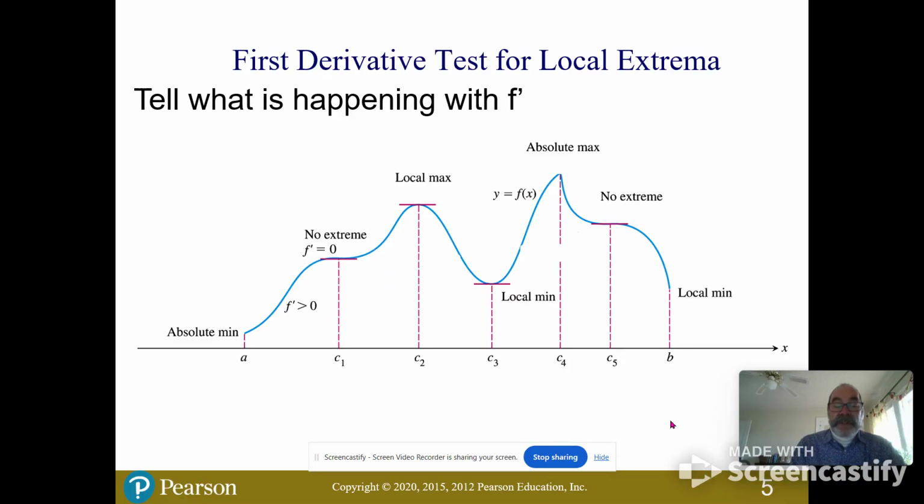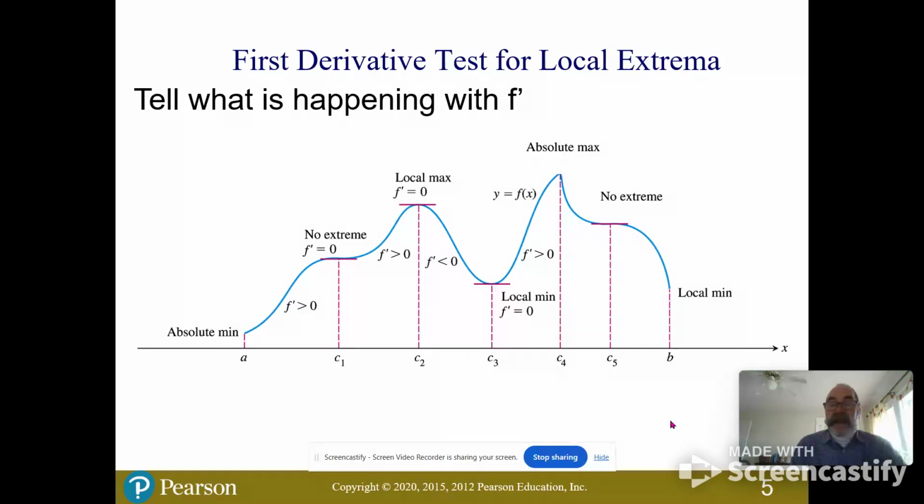And then between C1 and C2, it's also increasing because it's going uphill. Then we have a local max at C2. Between C2 and C3, the first derivative is less than 0, or negative. Then we have a local min. Our derivative is equal to 0 there. And then between C3 and C4, it's increasing, so our first derivative is greater than 0.